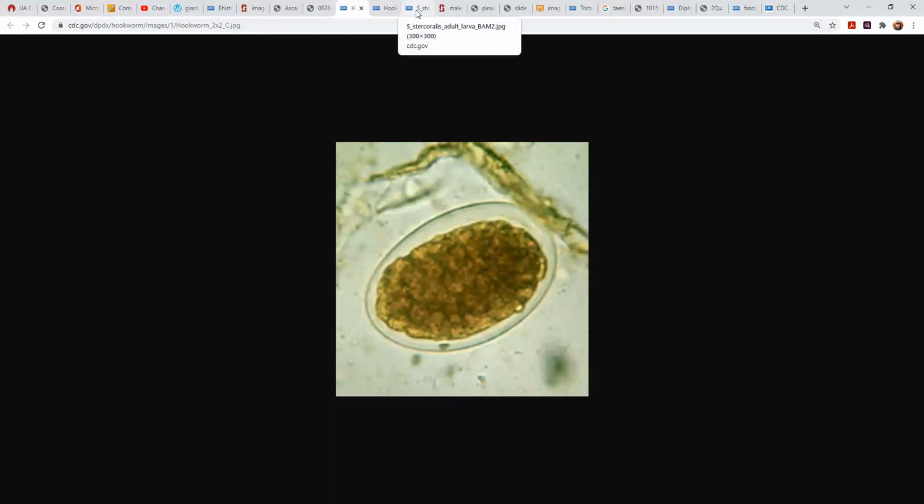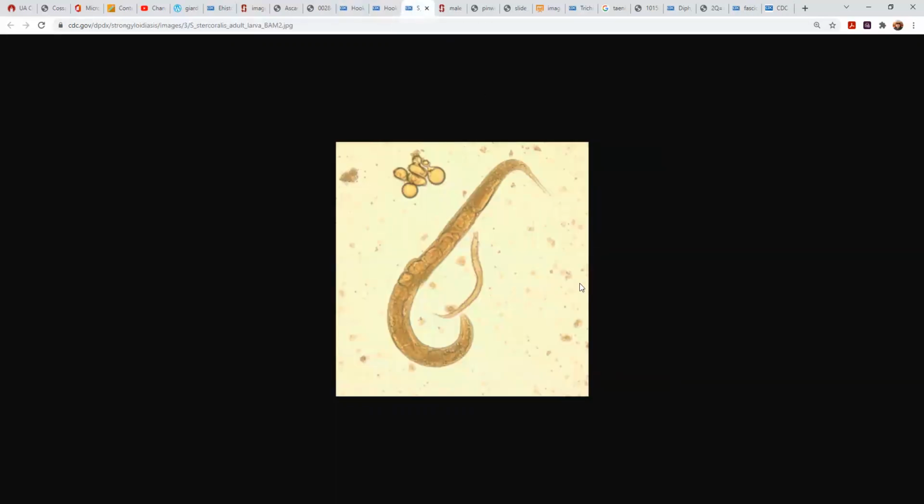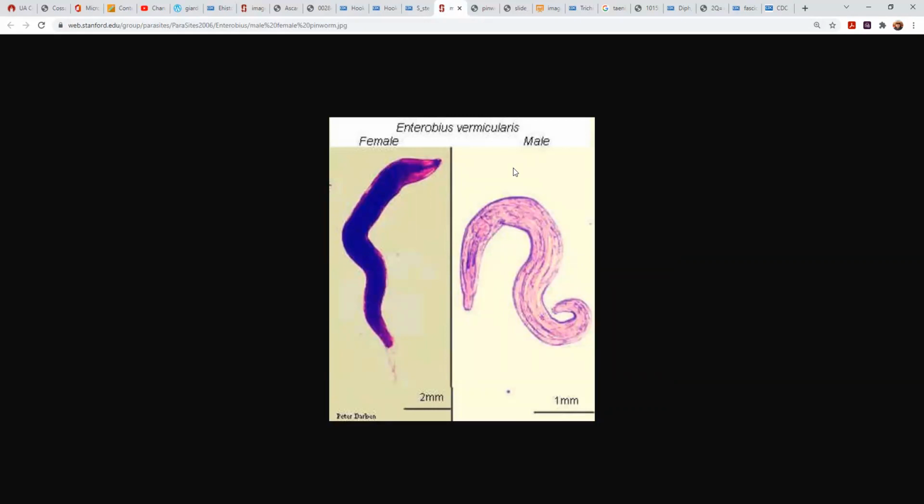Now we'll look at another type of worm here. This is Strongyloides. This is a female. And again, you'll notice this kind of hooked structure with this tail that almost comes to a point here. You've got eggs developing within the female here. So this is Strongyloides. Now we're switching gears here. We're looking at the pinworm. So this is Enterobius vermicularis.